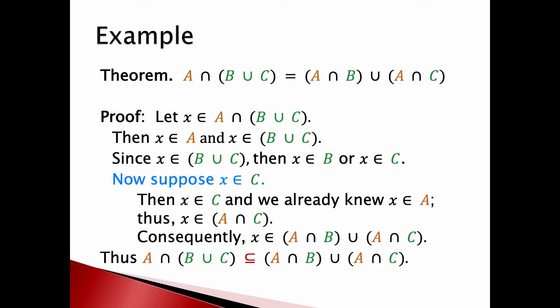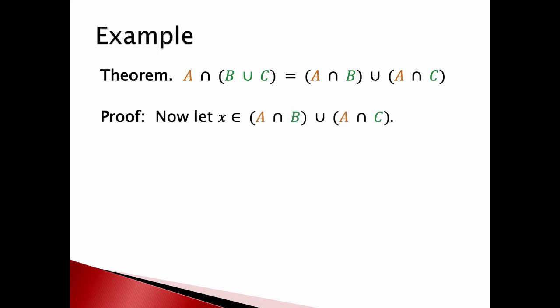Now, to prove that these sets really are equal, we have to go the other direction. We've shown the left hand side is a subset of the right hand side. Now you have to do it the other way around. Show the right hand side is a subset of the left hand side. Whew. All right, let's wipe the screen and start over.